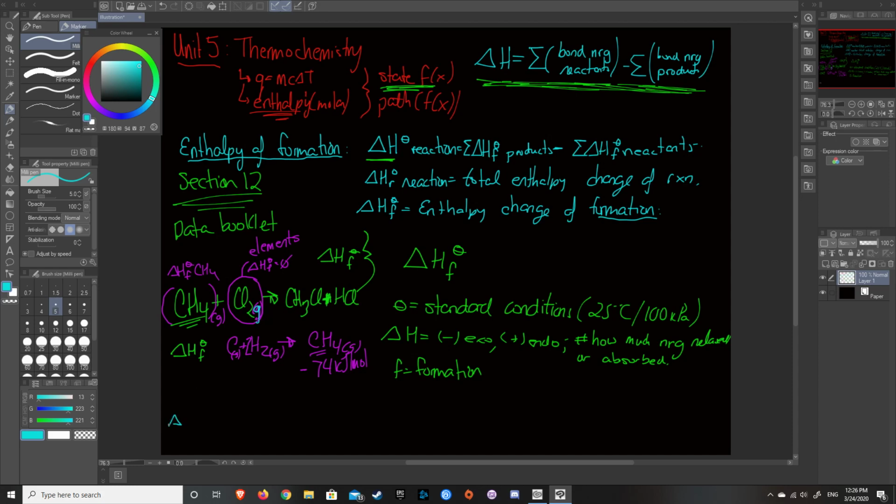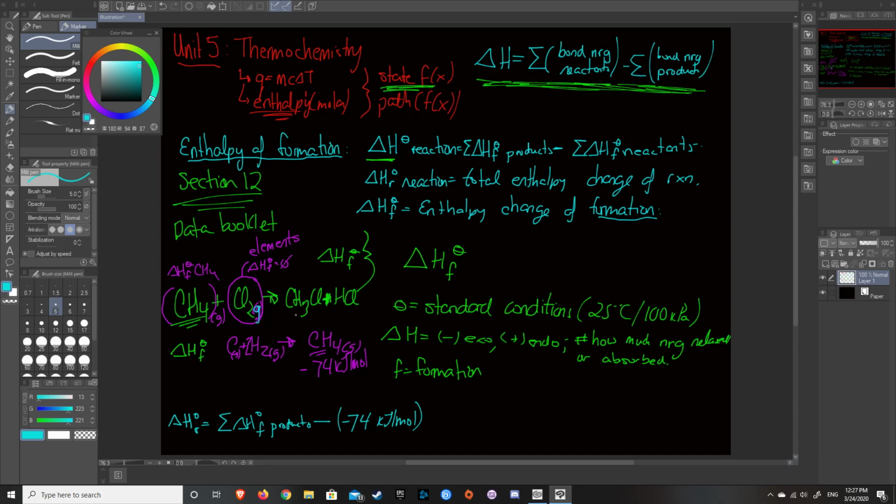So now if we wanted to start the equation: delta H naught of the reaction is equal to the sum of delta HF naught of the products minus the sum of delta HF of the reactants. Basically this, minus 74 kilojoules per mole. So we've got one of them, and then the second one, there's no enthalpy of formation, so we don't take it into account. Otherwise, we multiply that by 0, we have 0.